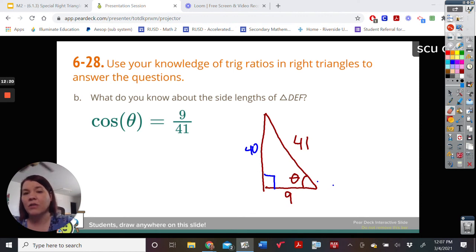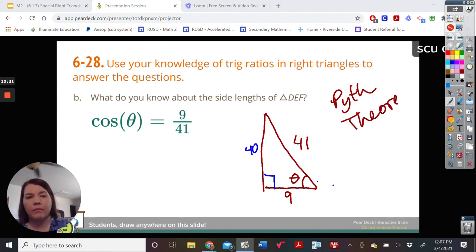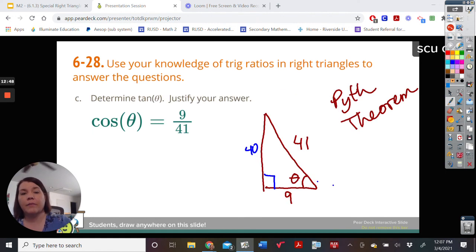All right. So then, when I get to this side, C, find tangent. So now that I have that, tangent of theta will equal opposite over adjacent. And that's that. That's all there is to it. Okay.